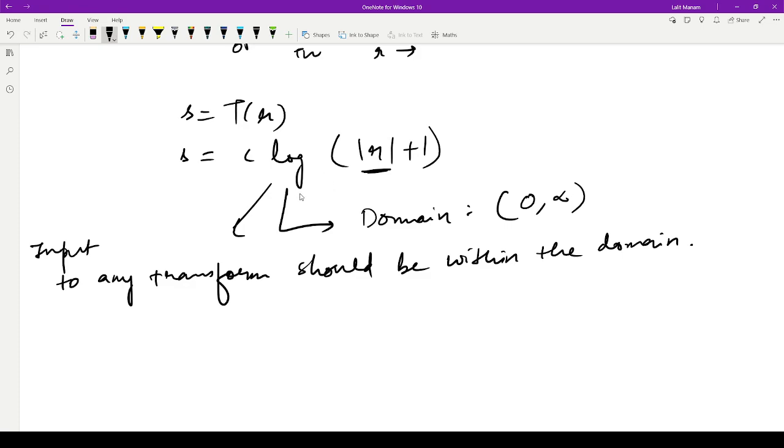What is the base for log? Base 10. Take any base actually. What are the valid values of base? E, someone said E. Any other values that we can take? Base 10 can be used. Base 2 is used. It depends upon the application that the base is selected.